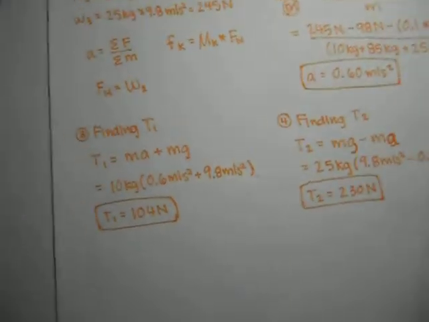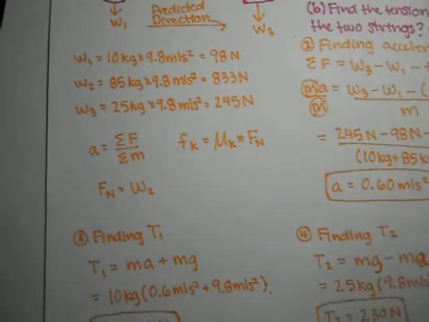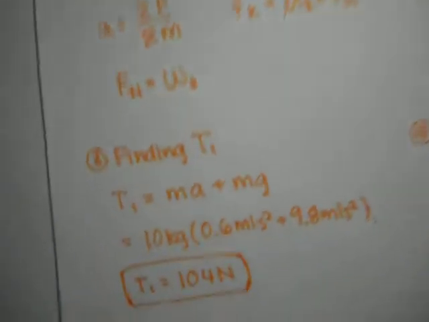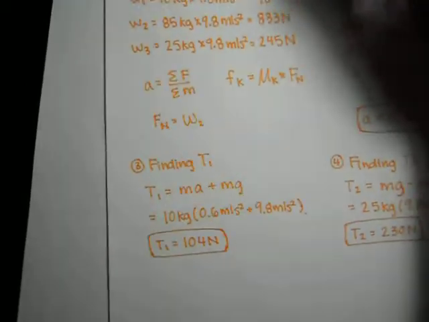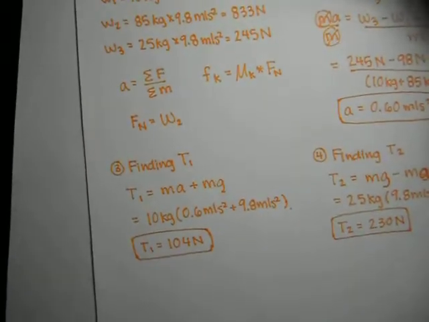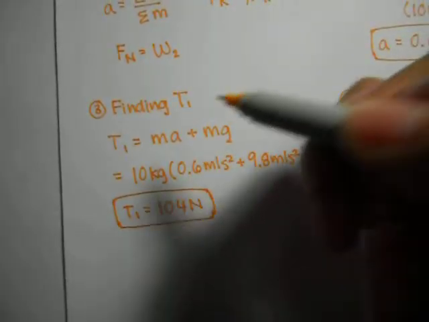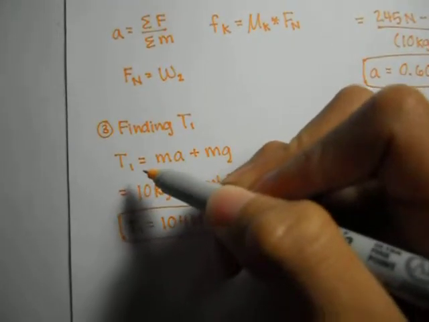Our next step is to find the tensions of each of the strings. In the first situation, tension 1 is going against the acceleration of the system. So you have to include that the weight plus the mass times acceleration is equal to the first tension.